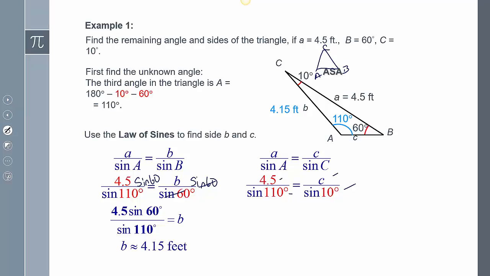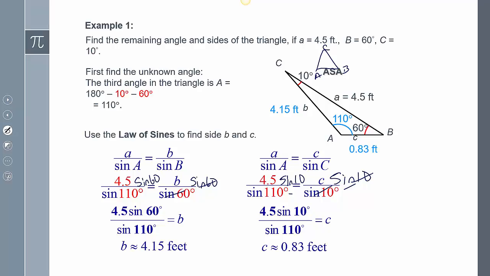So now getting C by itself, multiply both sides by the sine of 10. So that will cancel out. So I get 4.5 sine of 10 over sine 110. Enter that into my calculator, and I get C is approximately 0.83 feet.